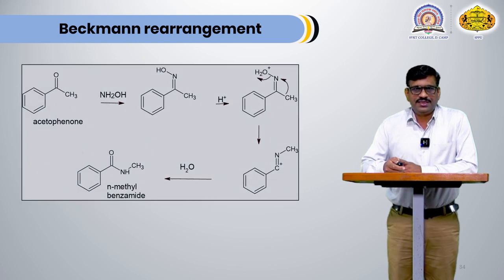This is the next example. In this case, acetophenone is the starting compound. Acetophenone on reaction with hydroxylamine produces the corresponding oxime. Oxime on reaction with acid produces good leaving OH2+ group. It leaves the molecule. Intermediate carbocation is obtained. Addition of water produces N-methyl benzamide as a product.